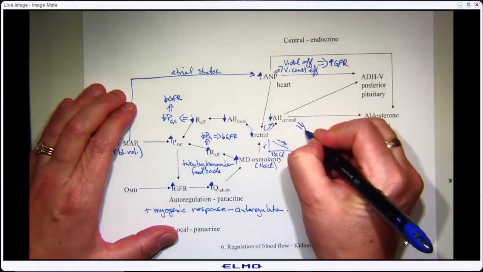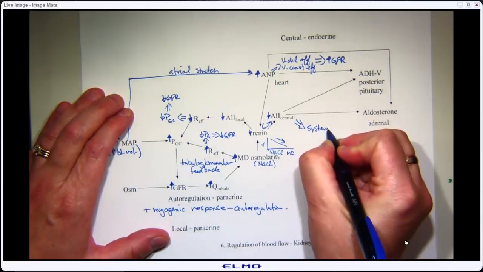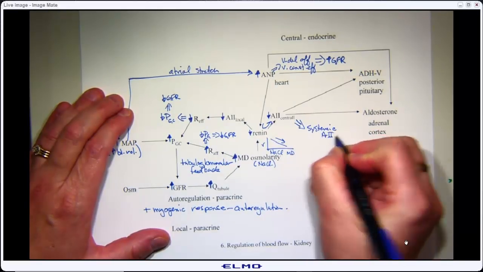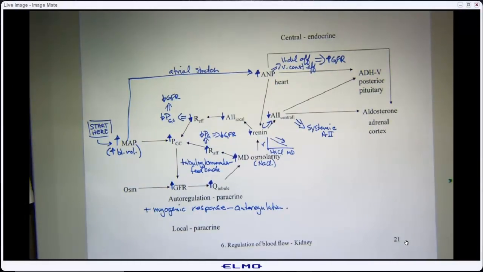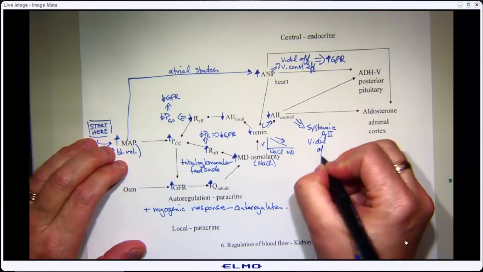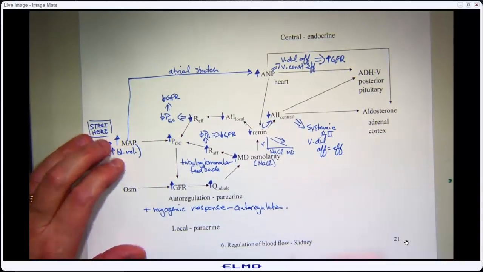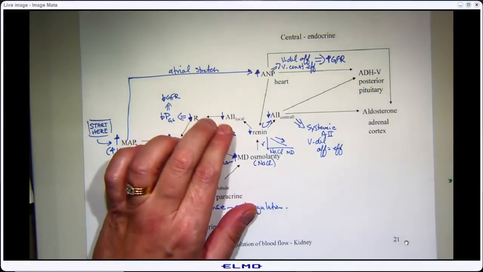Right, so when it was whole body angiotensin 2, or systemic angiotensin 2, it was a vasoconstrictor of afferents and efferents equally, right? So now if we drop it, we're going to vasodilate afferents equal to efferents. This now will start to minimize this local effective angiotensin 2.